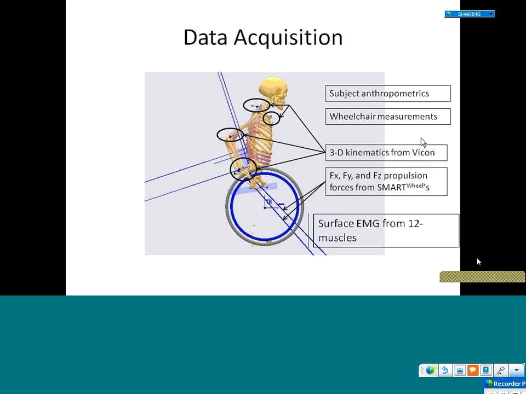Oh, and for those of you wondering what the blue lines are coming from the wheelchair backrest, those represent frictional forces or contact forces between the subject and their wheelchair.